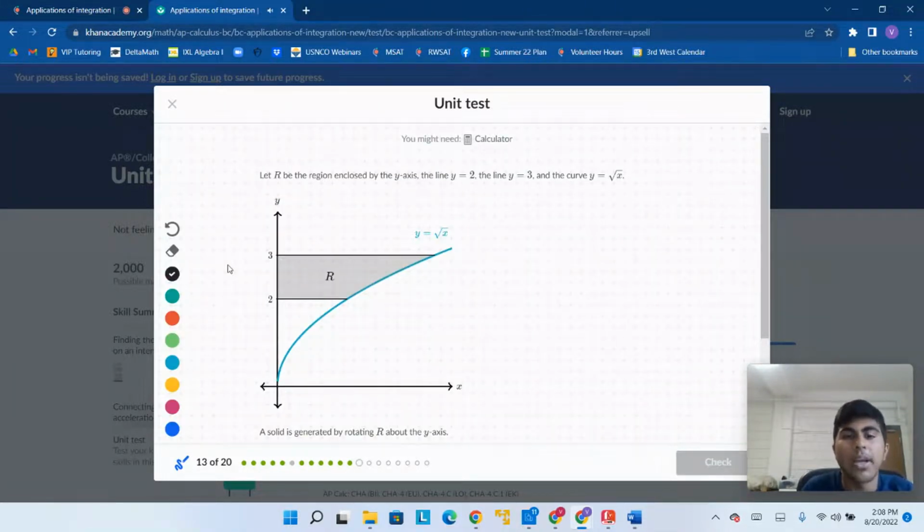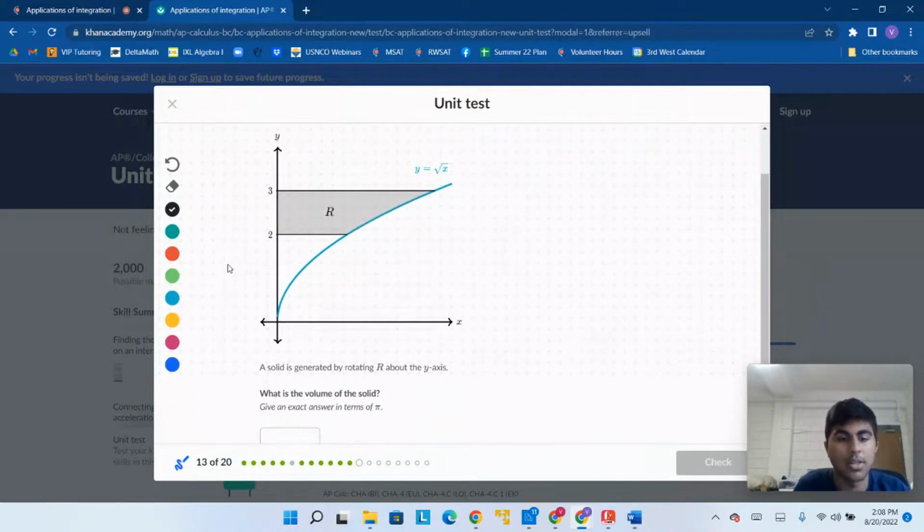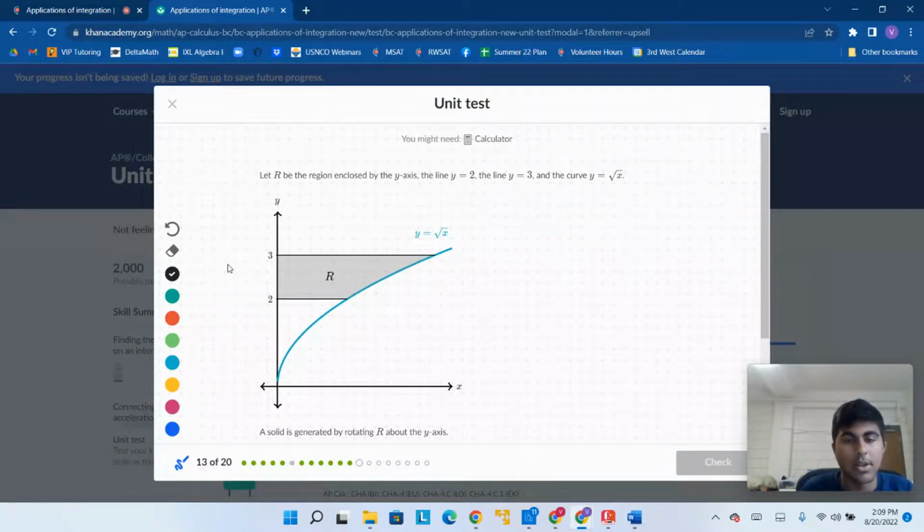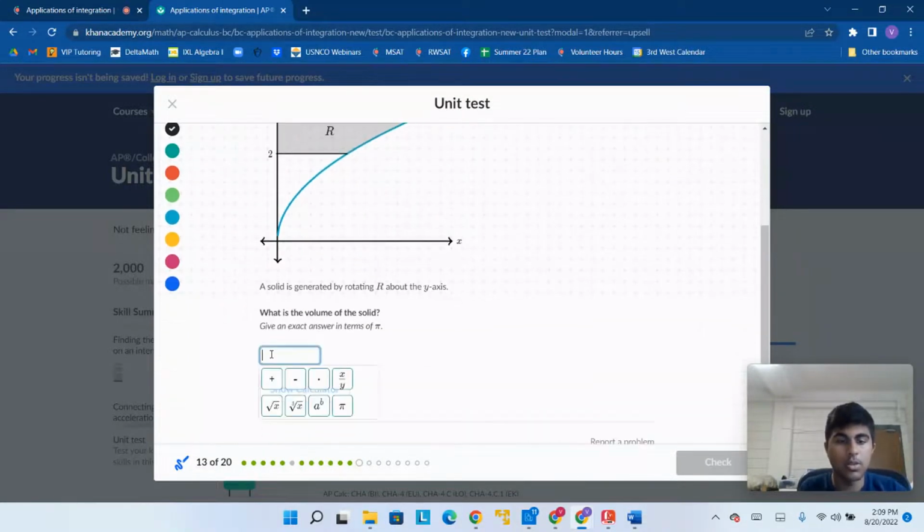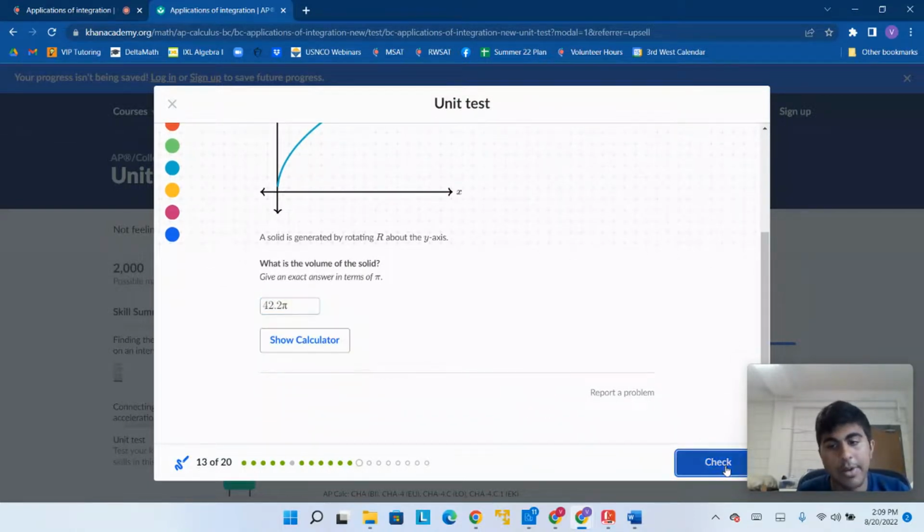Let R be the region enclosed by the y-axis, the line y equals 2, the line y equals 3, and the curve y equals the square root of x. A solid is generated by rotating R about the y-axis. What is the volume of the solid? Exact answer in terms of pi. The distance from the y-axis to the curve is that x distance, which is y squared equals x. So we're really just using y squared. We're going to take an integral from 2 to 3 of y squared, because it's going to be a circle, and x dx. And that's going to be 42.2 pi. And we can keep going.